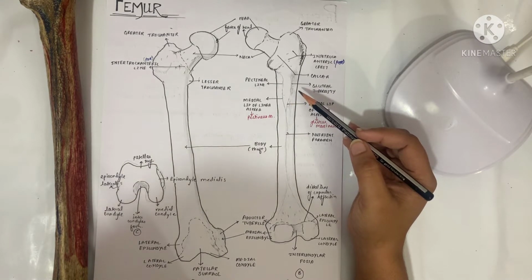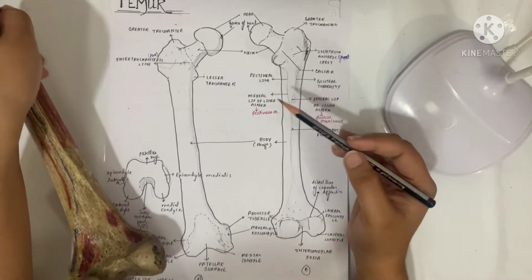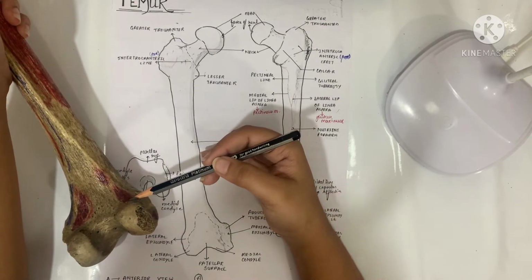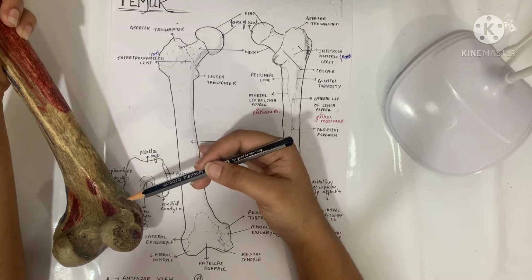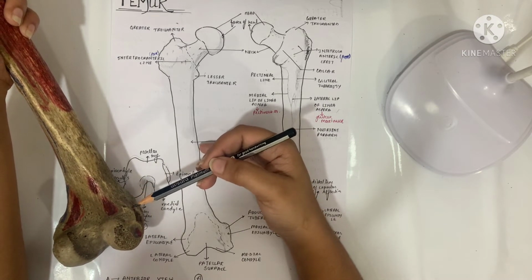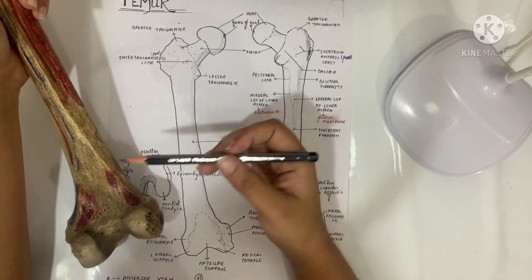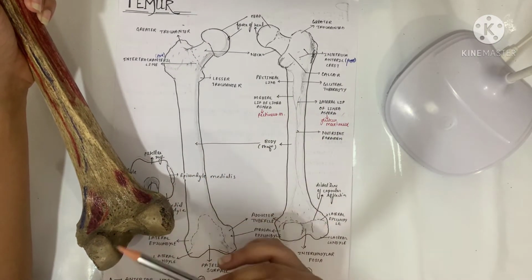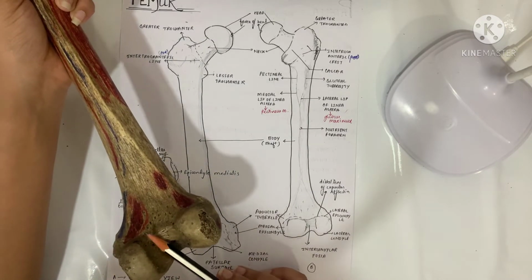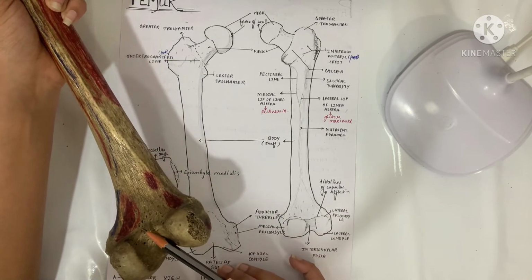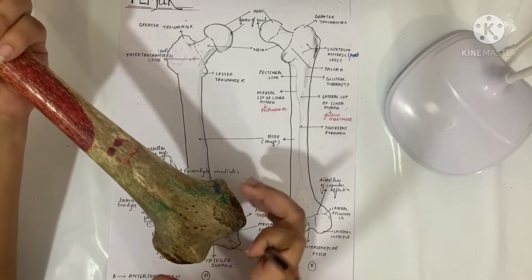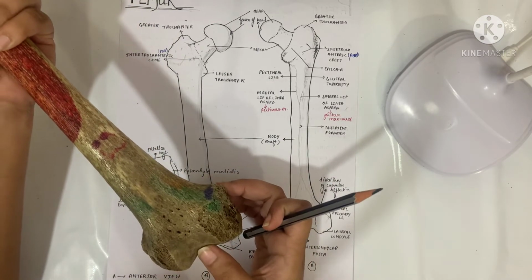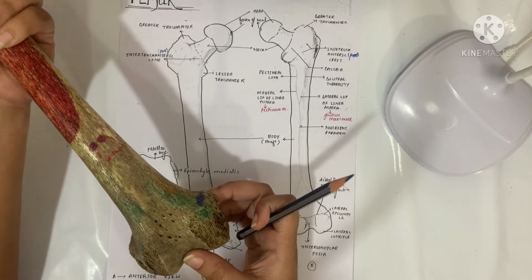Then coming to the lower end, this is the medial condyle. Over here is present an adductor tubercle. This is medial epicondyle. This is lateral condyle, lateral epicondyle. Between this is present an intercondylar notch, and here is present a patellar surface for articulation with the patella bone.